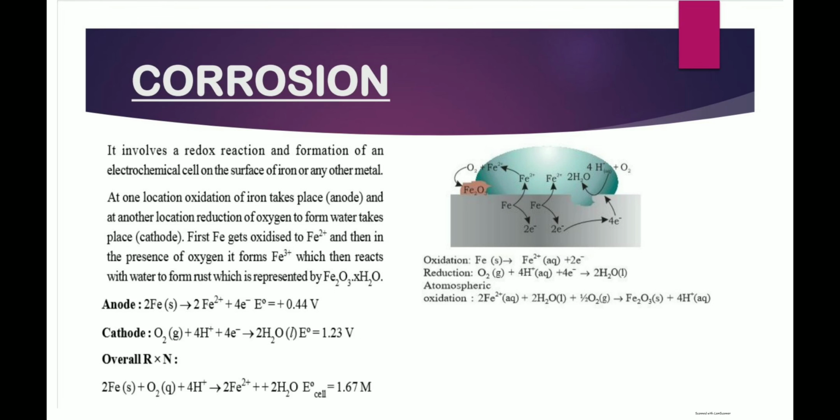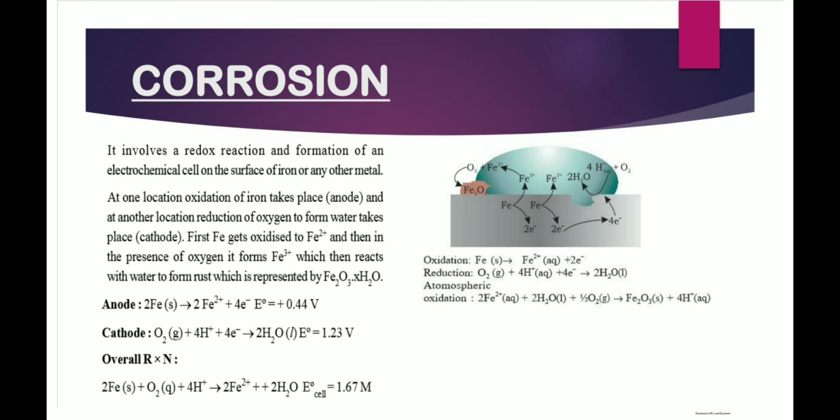Now, how can we do the prevention of corrosion? The first is by applying oil and paints on the iron object. The second is the coating of a more reactive metal on the surface, that is galvanization, generally zinc coating on iron objects. Third is the coating of a less reactive metal on the surface, and fourth is cathodic protection.